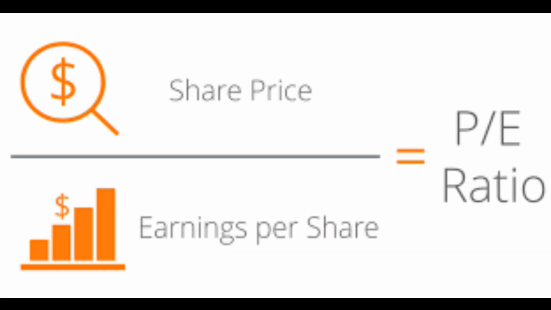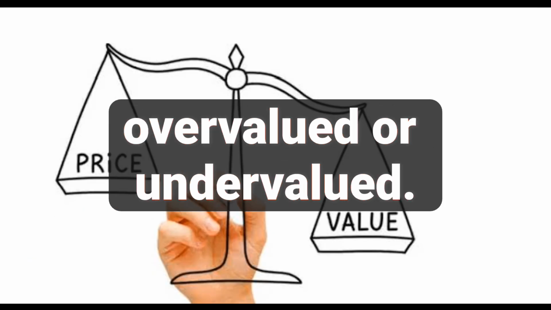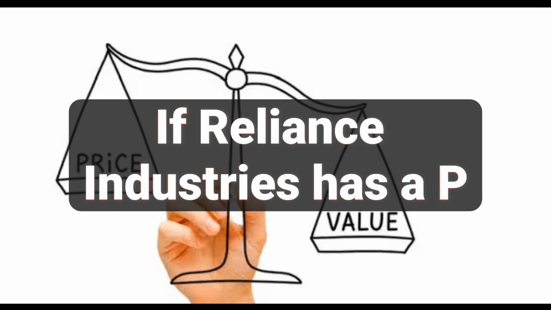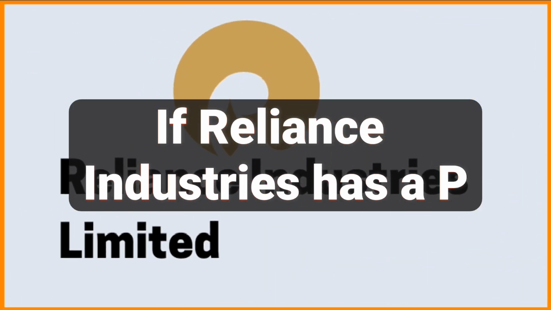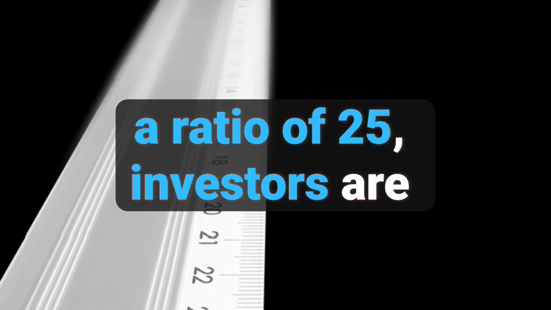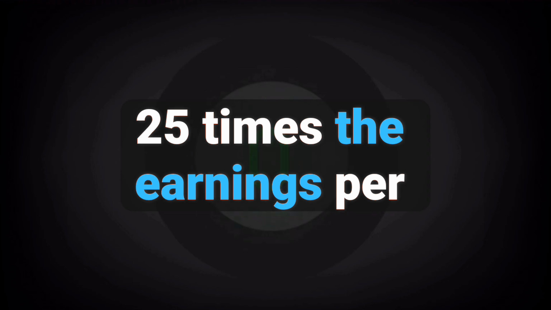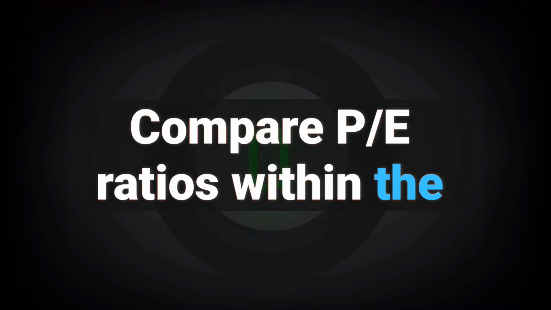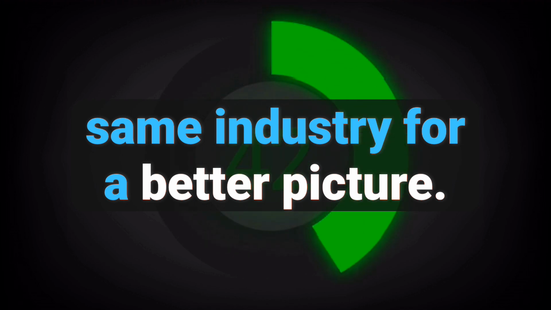2. Price to earnings, or P/E ratio. This tells us if a stock is overvalued or undervalued. If Reliance Industries has a ratio of 25, investors are paying 25 times the earnings per share. Compare P/E ratios within the same industry for a better picture.